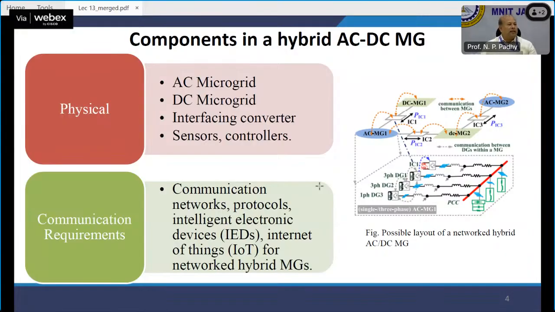To do that, all the DC microgrids and AC microgrids must communicate with each other. How do I know I have excess? How do I know that my battery is charged? Am I right? So the control protocols become very, very important. This IoT and CPS are almost the same. IoT and CPS, cyber physical systems.